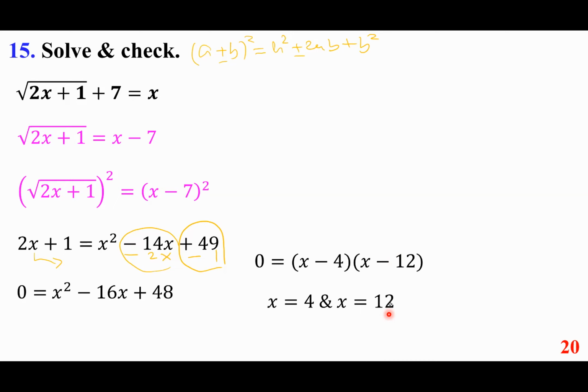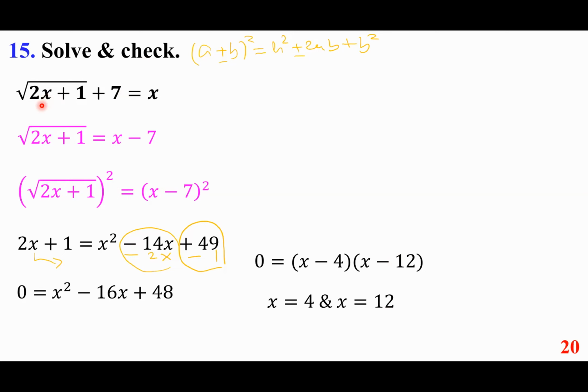What do we do? We must check. When we raise to the power of even, things might happen. We may end up with solutions that will not work with the original equation, known as extraneous solutions, and that's what we must check. So let's check with 4. Let's plug in 4 into the original equation.